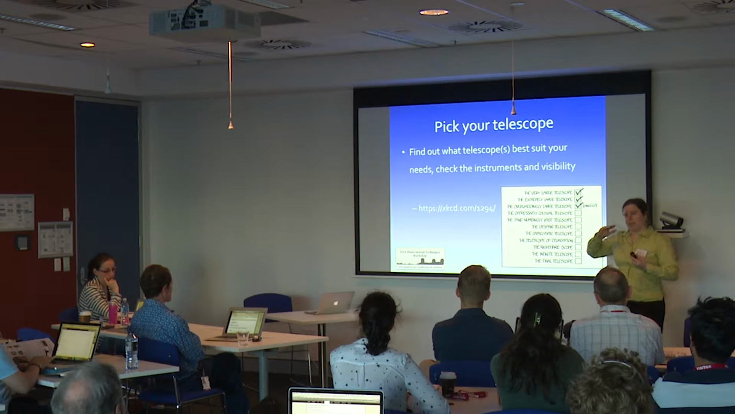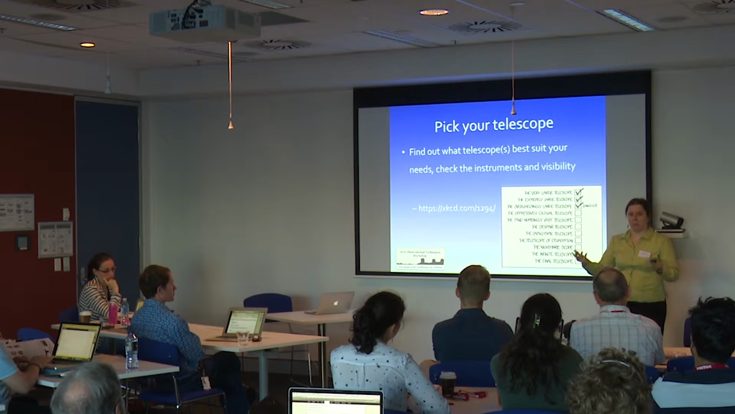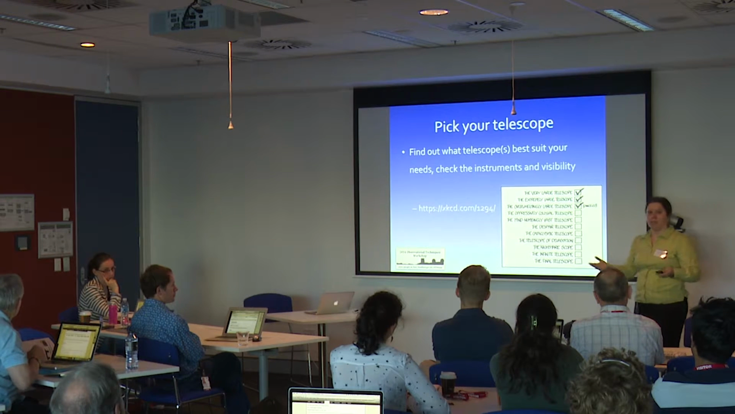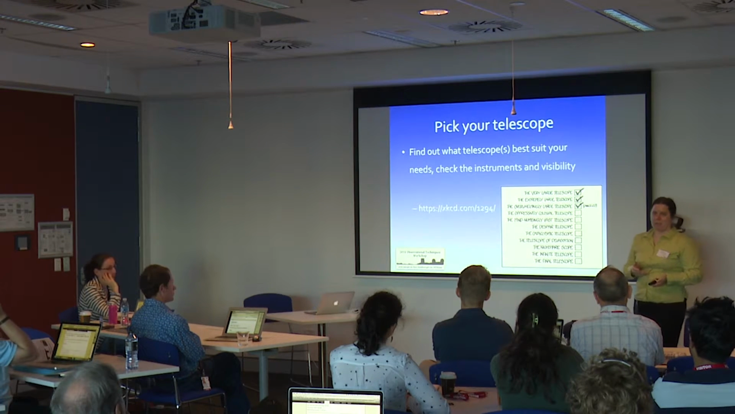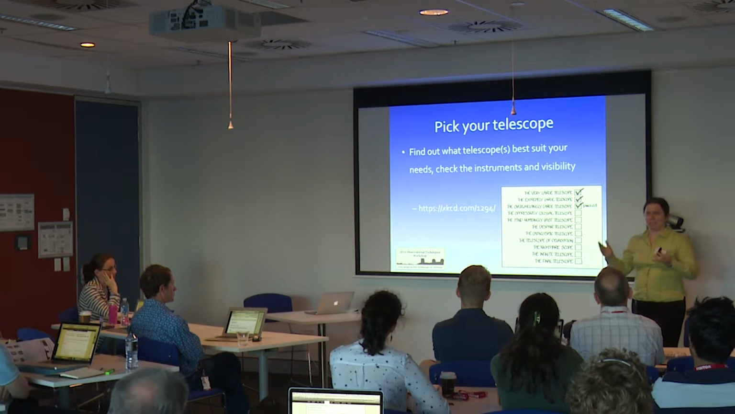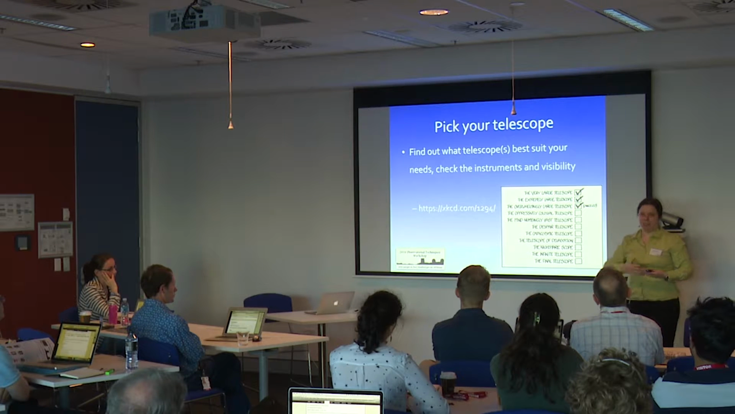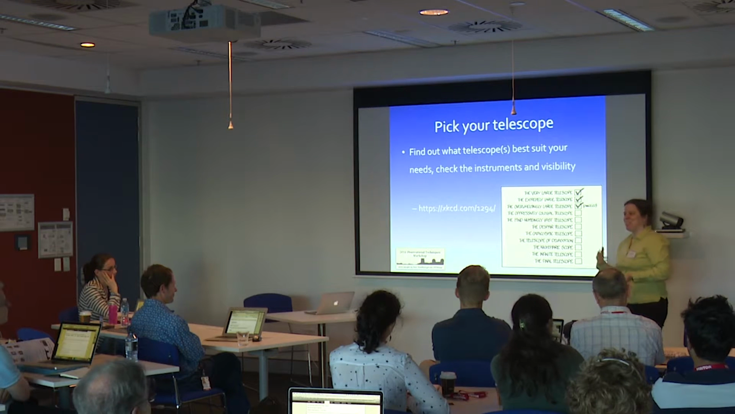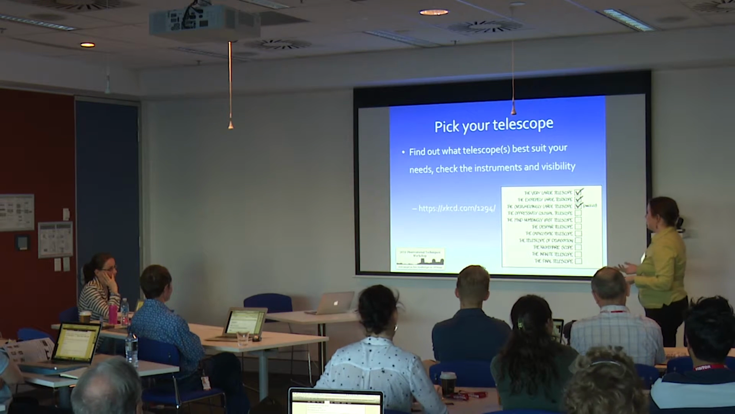and you're checking that your object's going to be visible from that telescope when you want to observe it, and that you're not applying for the wrong semester. So if they've got their semesters divided up into 2016 A and B, and you apply for the A semester and your object's not visible until the B semester, this can be embarrassing. So there's a lot to look out for and a lot to run through.